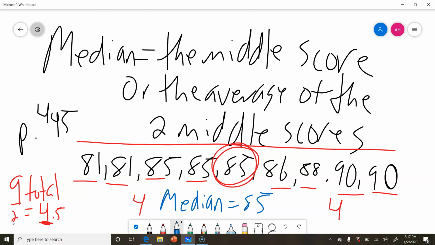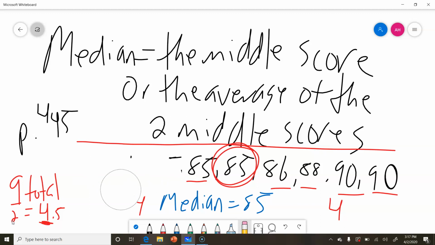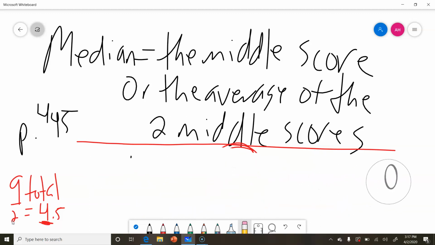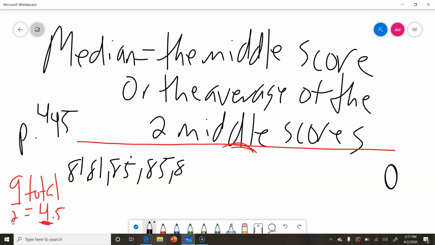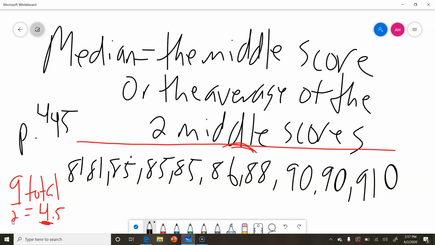Now, if this had been an even number, let me erase this, and I'm just going to add one number just to show you how this would have been different. I'm going to do everything the same that I just did, change one thing. So we have 81, 81, 85, 85, 85, 86, 88, 90, 90. Now let's say that this time they'd given us 91. Now the total isn't 9, the total is actually 10. And 10 divided by 2 is 5. So that means I need to go 5 from each end.